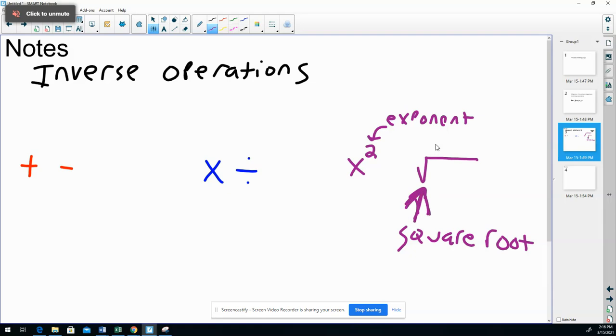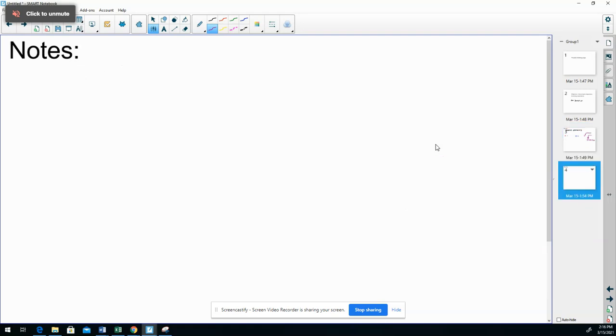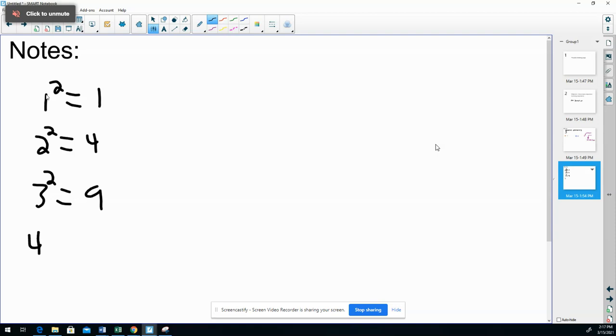So what is the square root exactly? How does it work? Let's look at some examples. If I start squaring numbers, 1 squared is 1 times 1, which is 1. 2 squared is 2 times 2, which is 4. 3 squared is 3 times 3, which is 9. 4 squared is 4 times 4, which is 16. And 5 squared is 5 times 5, which is 25.